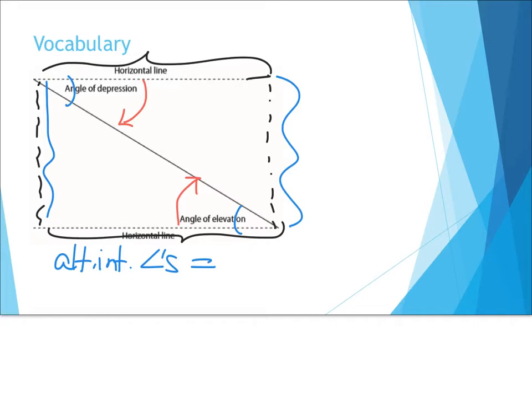Where people get tripped up is an angle of depression always comes down from the horizontal line, and people screw up by putting that number here instead, which would not be the same. So let's look at some.